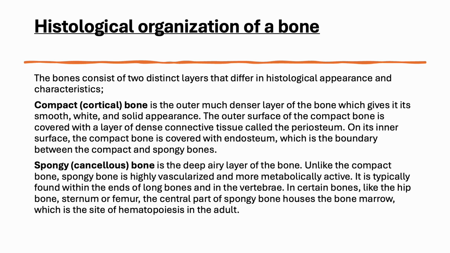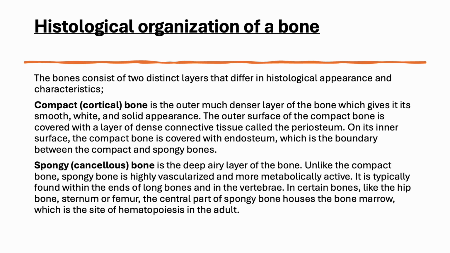The inner side of the compact bone is covered with the endosteum, which is the boundary between the compact and the spongy bone. The spongy bone, which is cancellous bone, is the deep, airy layer of the bone. Unlike the compact bone, spongy bone is highly vascularized and more metabolically active. It's typically found within the ends of the long bones and in the vertebrae.